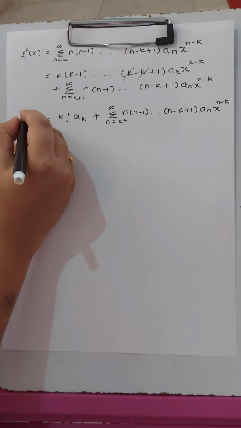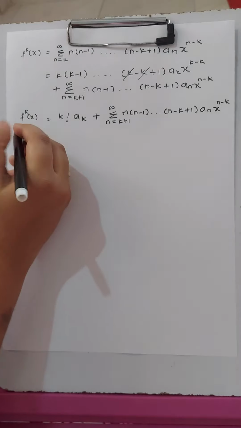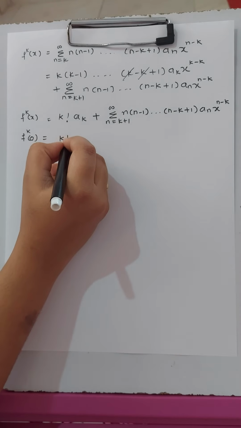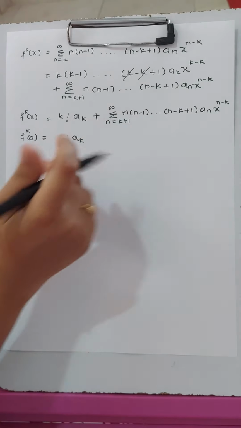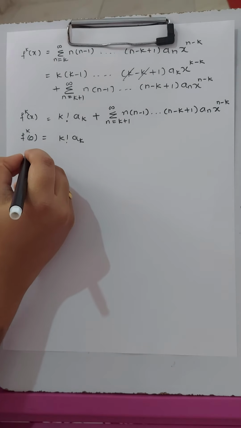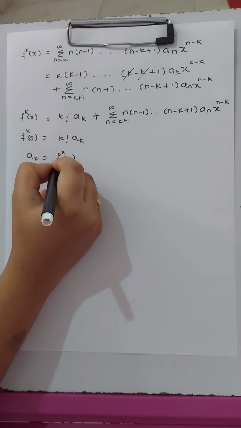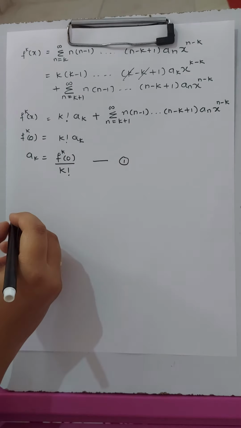Now substituting x equals 0, we get the kth derivative of the function at 0. So it will be k factorial ak, and this whole term will become 0. So here ak equals the kth derivative at 0 upon k factorial. We number it as 1.